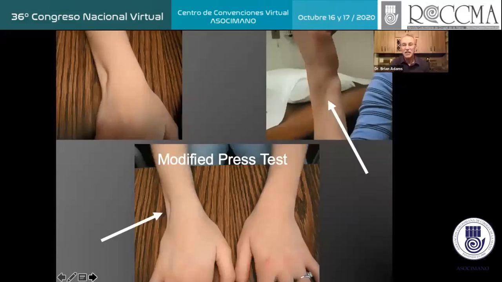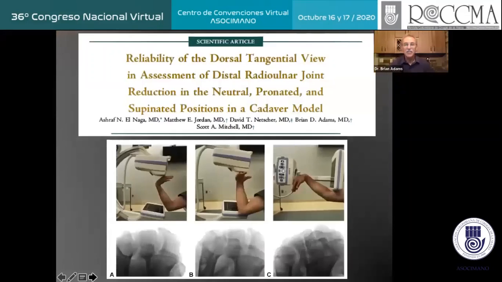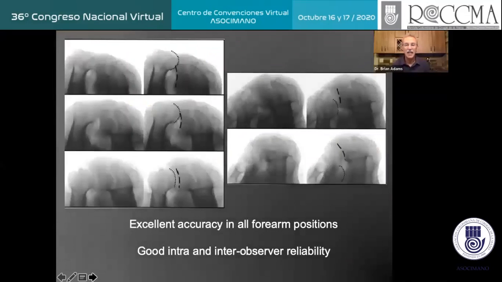Another key factor is lifting in supination rather than in pronation when we rely on the soft tissues. This is a recent study that we did showing the different ways you can take intraoperative x-rays, in this case fluoroscopy, to identify DRUJ instability, looking specifically at the dorsal tangential view with fluoroscopy. This view showed excellent accuracy in all forearm positions, neutral, pronation, and supination, and there was good intra- and inter-observer reliability. So perhaps this can be used as a complement to the other views that we use in the operating room to assess the instability after the distal radius is fixed accurately.